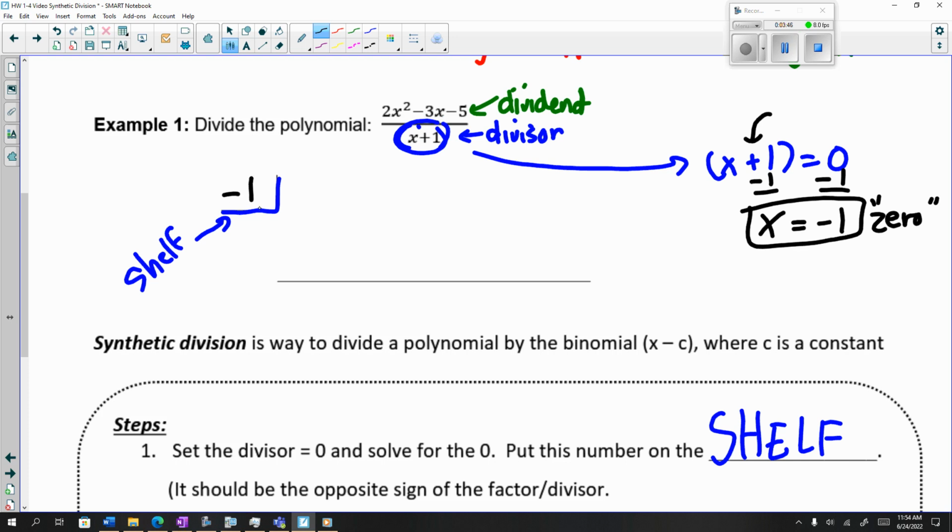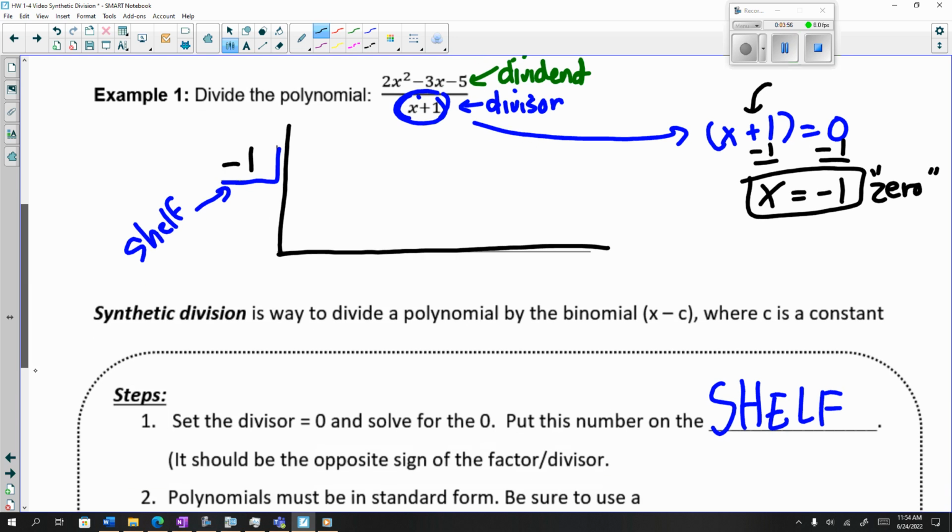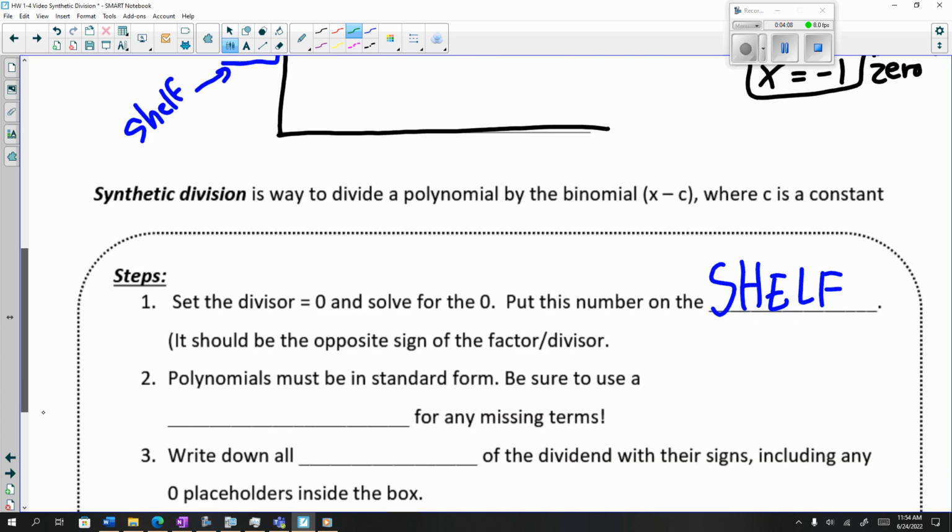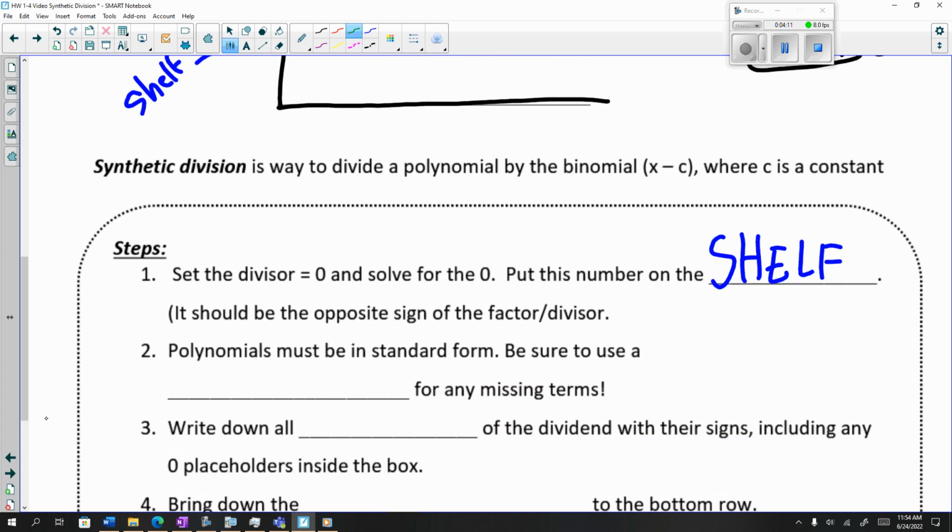Now we're going to make a big rectangle, almost like an L box. So after we put our number on the shelf, now what we're going to do, step 2, polynomials must be in standard form. So we see our dividend is in standard form from highest to lowest. We are going to, step 3, be sure to use a 0 placeholder if there are any missing terms. So keep in mind if we had any missing terms, we would want to put that one in. We don't in this case.